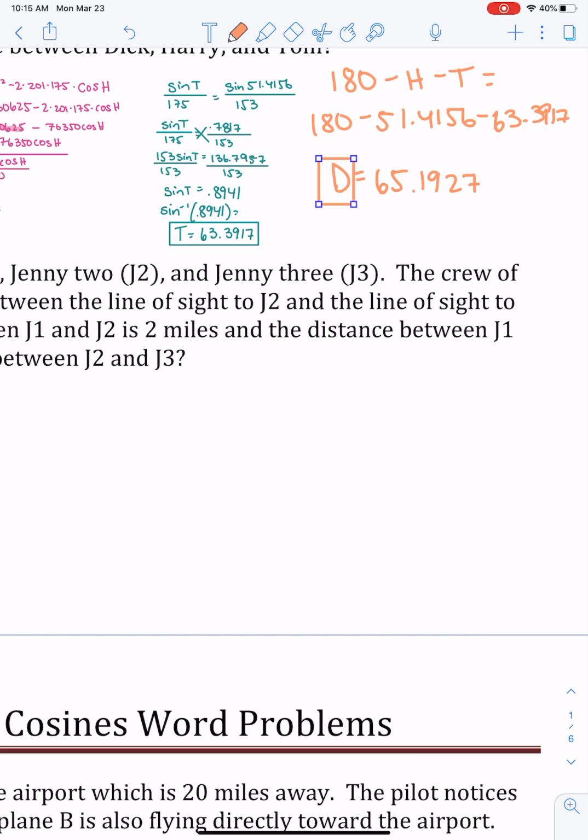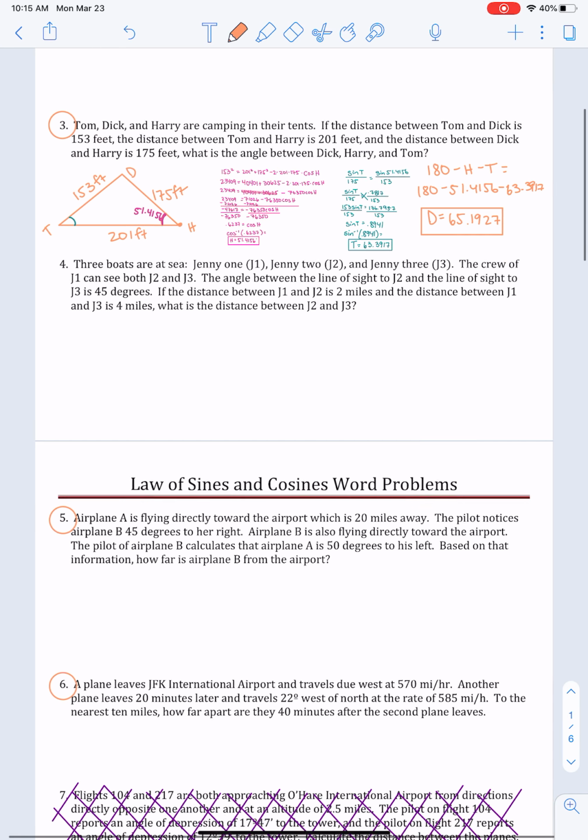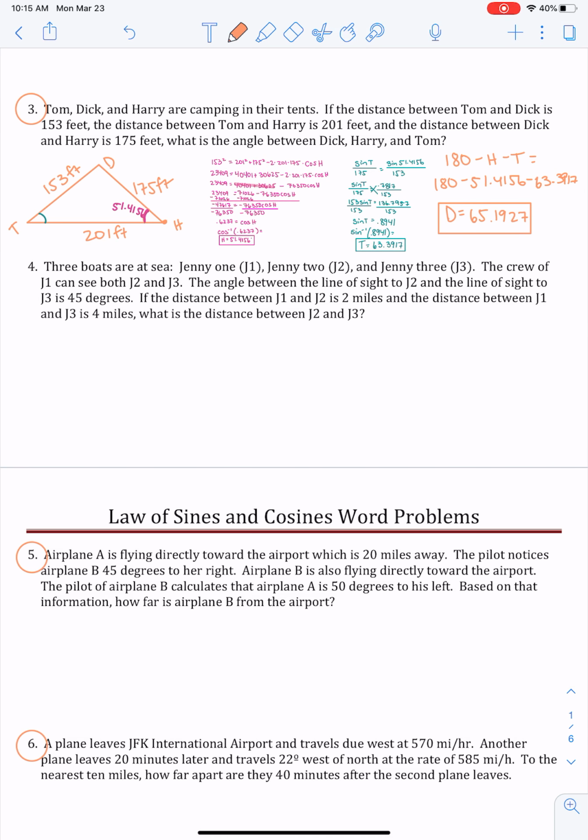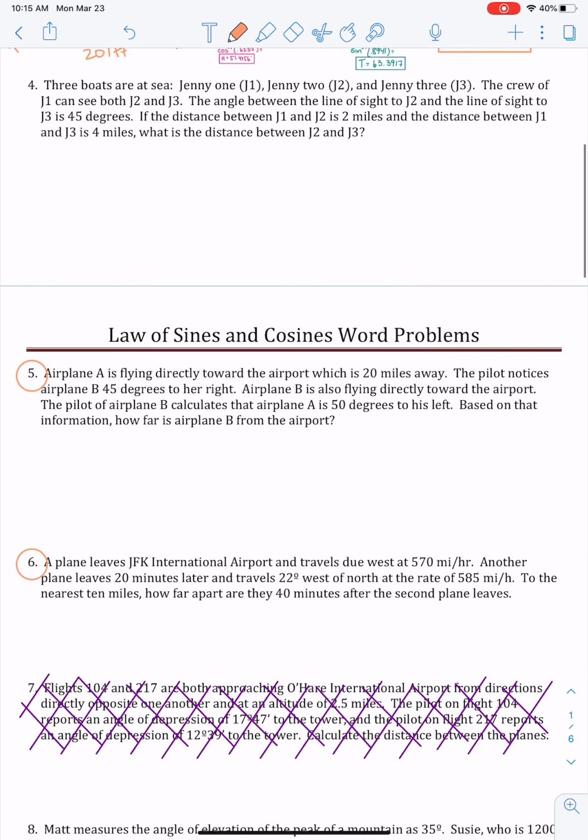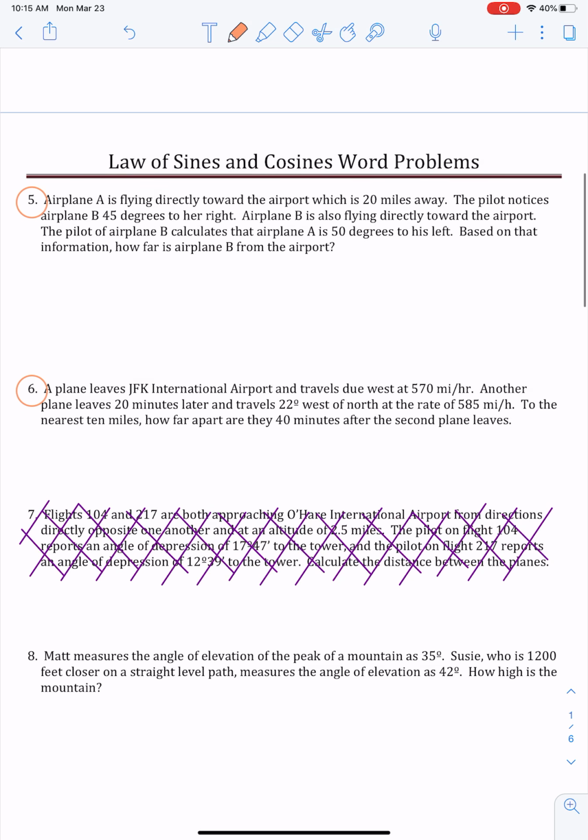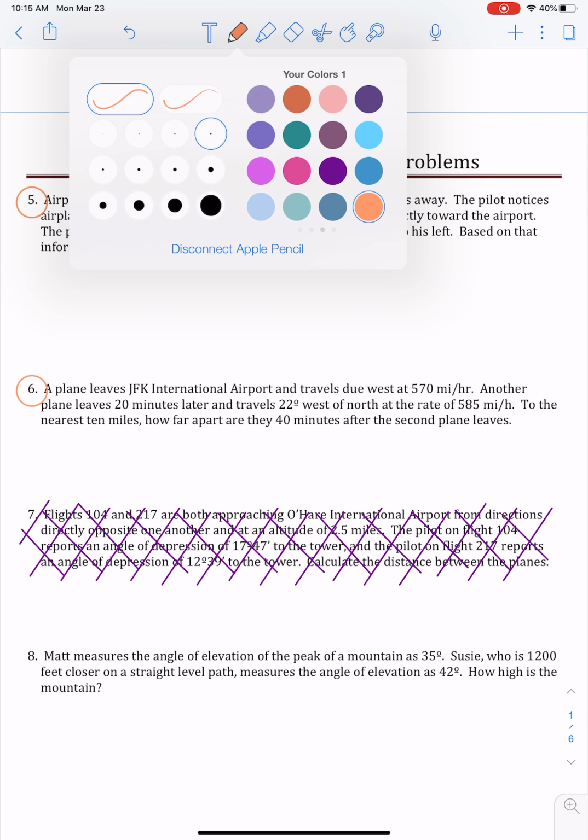And those are all three angles. They didn't really tell me which one. They said between Dick, Harry, and Tom, so I'm guessing it's that H angle, but I solved for all of them.